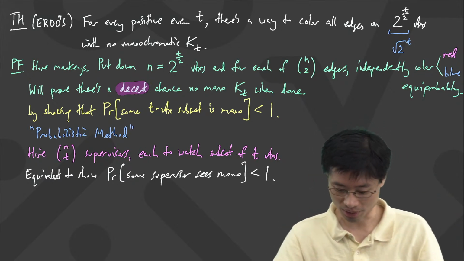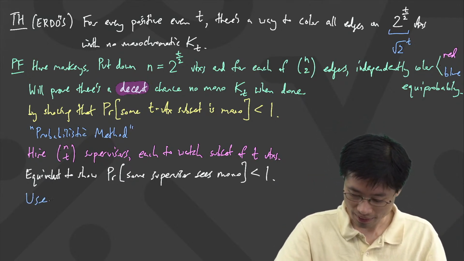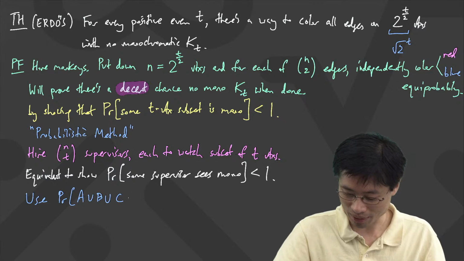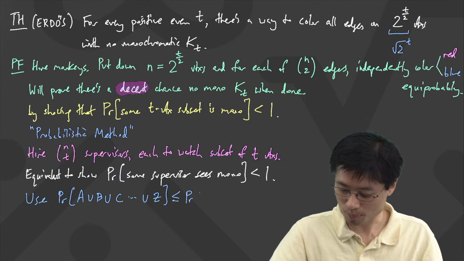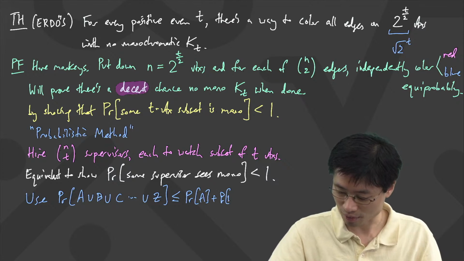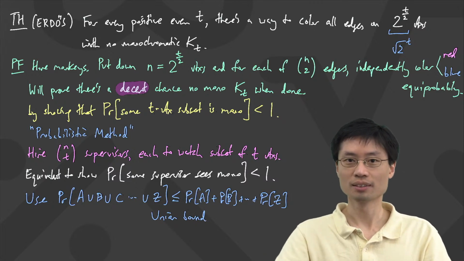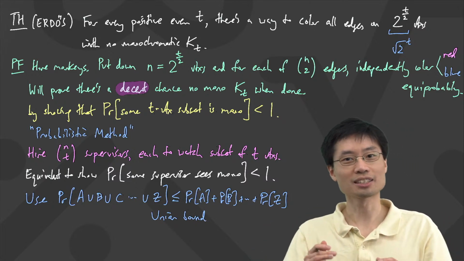So what you're about to use is the very important probability inequality: the probability of A union B union C, and a bunch of them, union Z. I guess I have 26 things. But anyway, this is less than or equal to the probability of them added up: probability of A, probability of B, all the way to probability of Z. This is called the union bound.